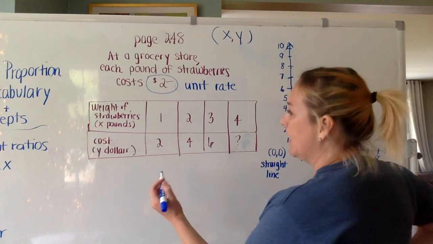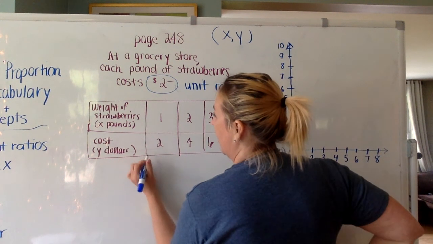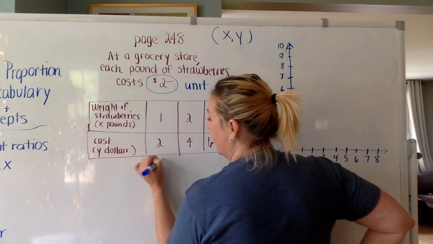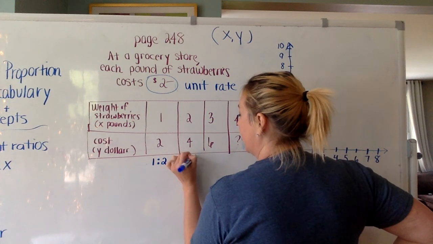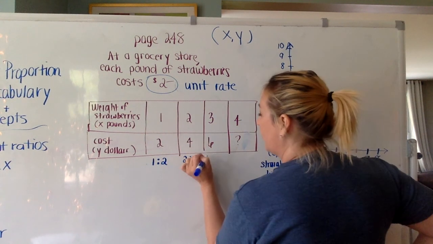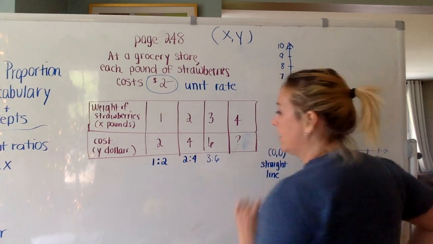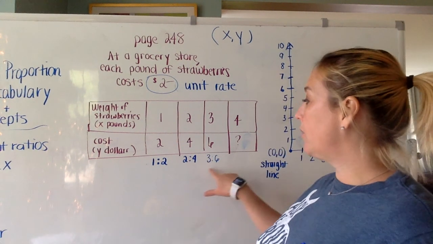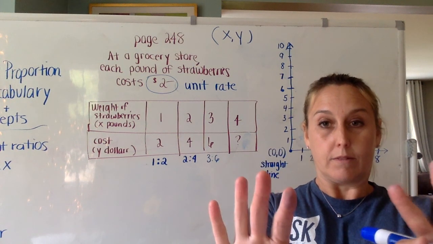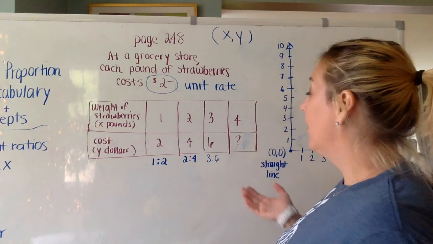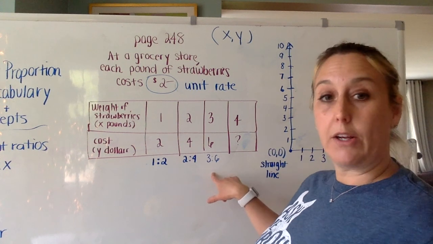If I said that this was a ratio of 1 to 2, and this is a ratio of 2 to 4, and this is a ratio of 3 to 6, what do you notice about those three ratios? Pause. Answer on Ed Puzzle. Come back. Hopefully you said these are all equivalent ratios, right?